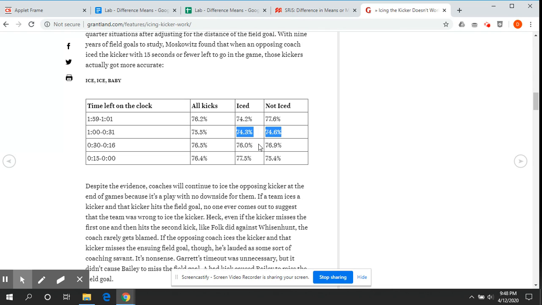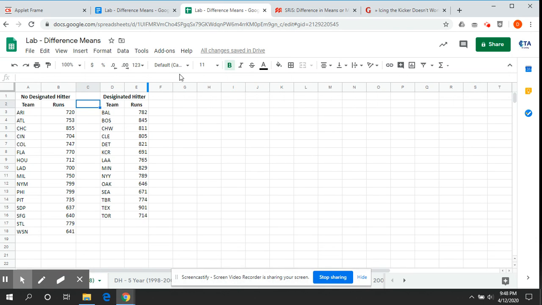All right, so last week we looked at proportions. This week we're going to look at means. And it's going to be a similar exercise to what we were doing last time. We're going to use a similar applet. We're just going to be dealing with means instead of proportions.